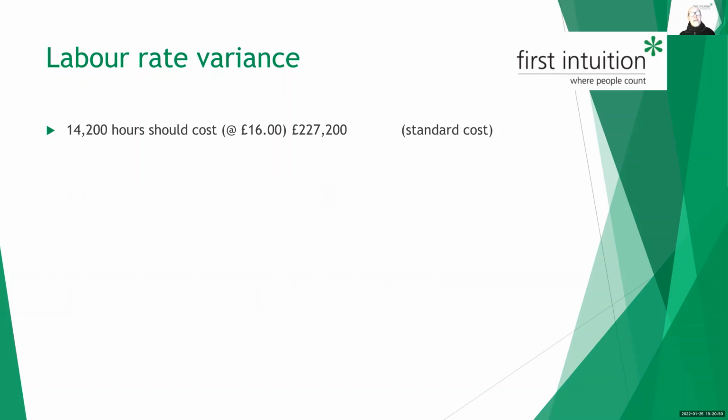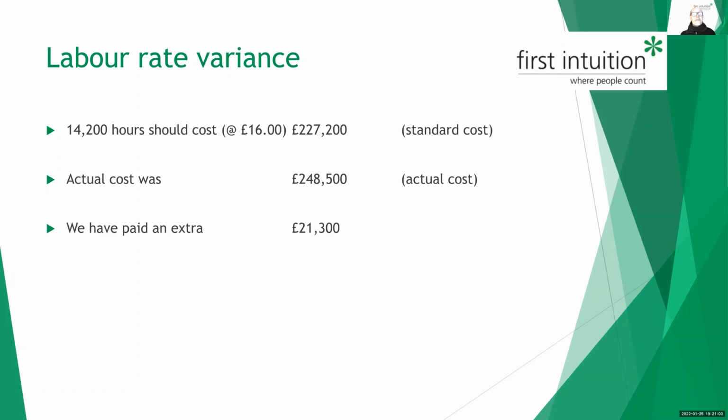14,200 hours, the hours we've actually worked, should cost us £227,200. We actually spent £248,500. So in this case, that's £21,300 more than the standard cost for that number of hours. Plainly that's bad news. So it's an adverse variance.